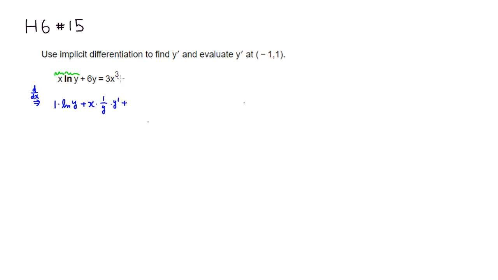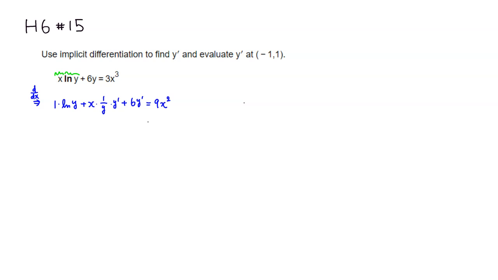Then plus the derivative of 6y, which is 6y prime, and the derivative of 3x cubed would be 3 times 3 is 9x, and then subtract 1 from 3, so it's 9x squared. Then we just have to clean it up a little bit.